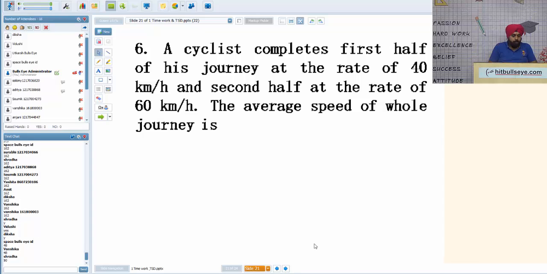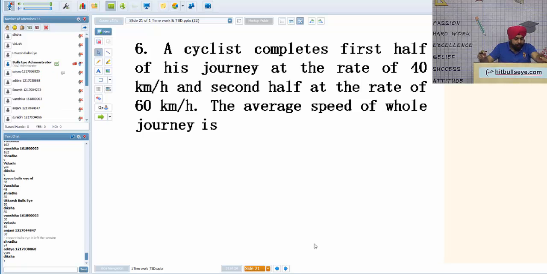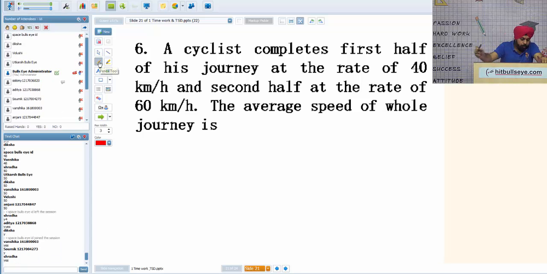This one, students. Shraddha says it is 50. Vanshika, Vidushi, Diksha, Utkarsh, they all say it is 50. So let's discuss it. Shall we, students? The answer is not 50. 50 is a wrong answer, students.